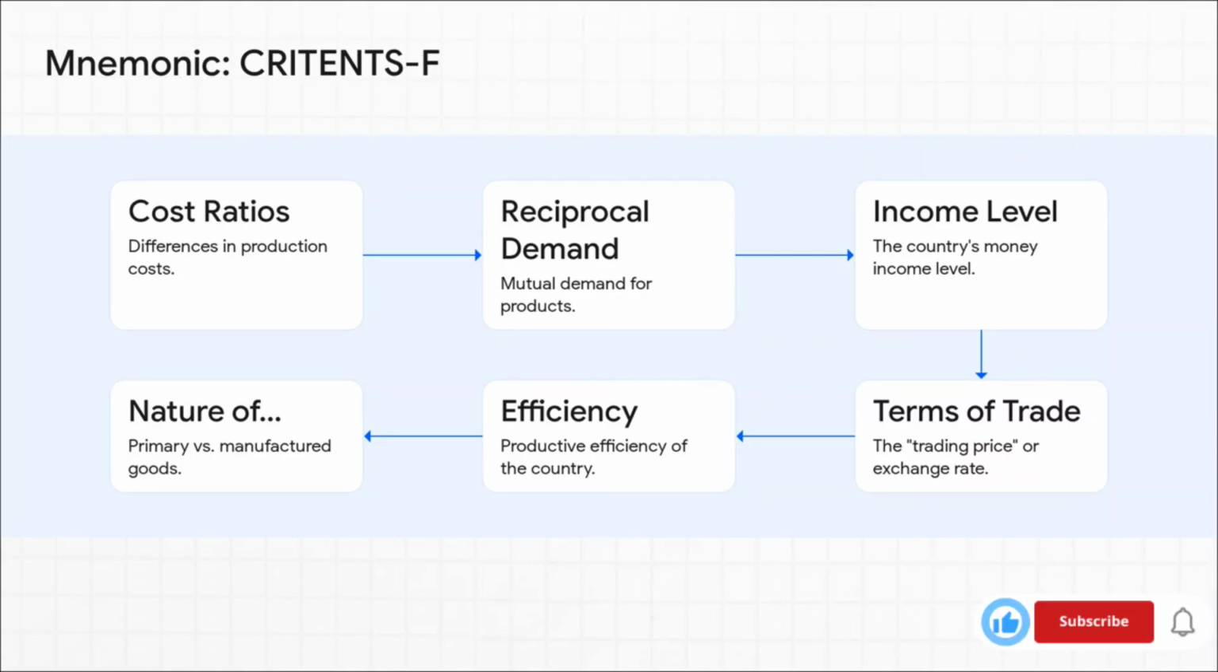Let's walk through it. C is for cost ratios. The bigger the cost difference between countries, the bigger the gain. R is for reciprocal demand. Basically, how much do we want their stuff and how much do they want ours? I for income level. T for terms of trade. That's the price we get for our exports. E for productive efficiency. And N for the nature of the commodities being traded.